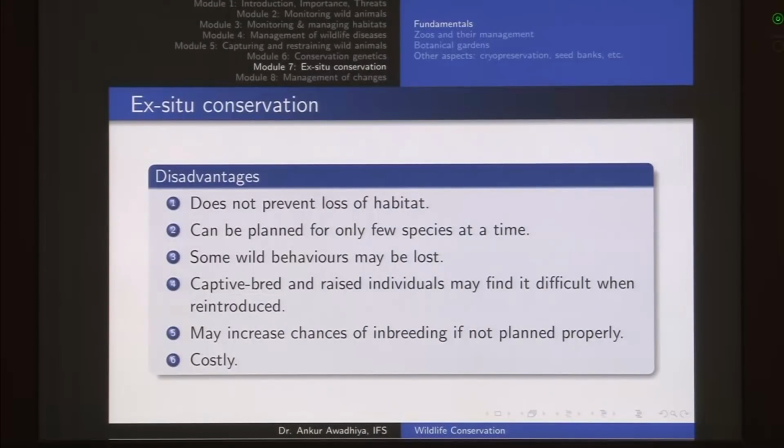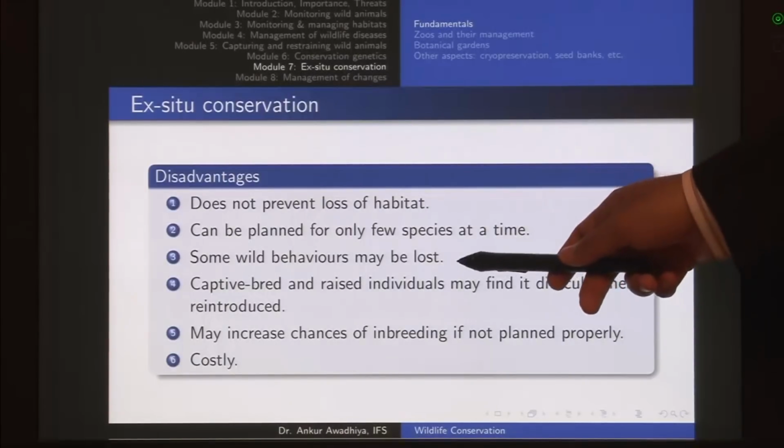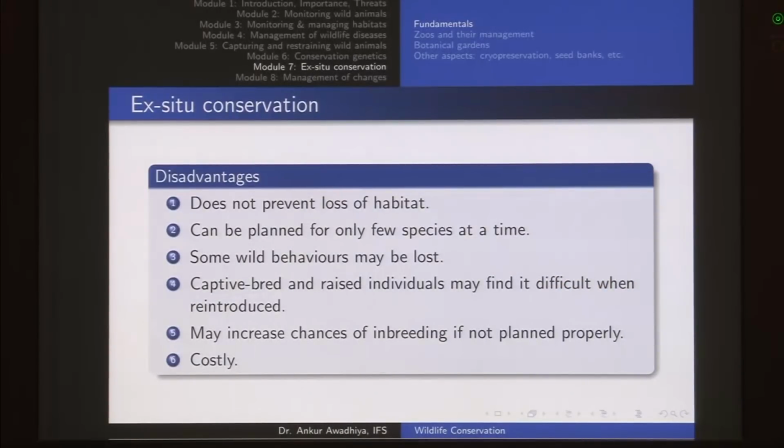So you have to continuously bring in new individuals, and you have to continuously release some individuals back into their natural environment. But then when you are releasing them, you do not want to take that risk right away, because you also know that these animals, the released animals, might not be having the wild behaviors, and they might find it very difficult to cope when they are reintroduced.